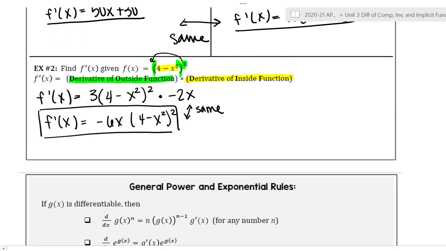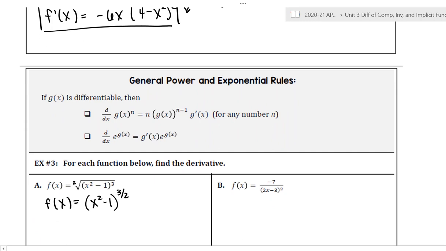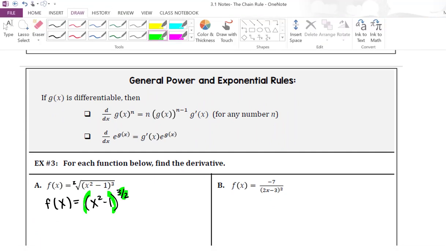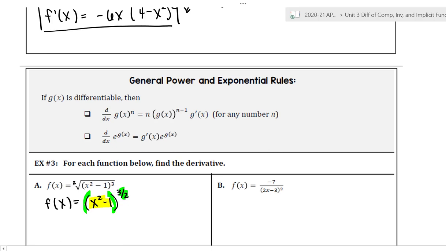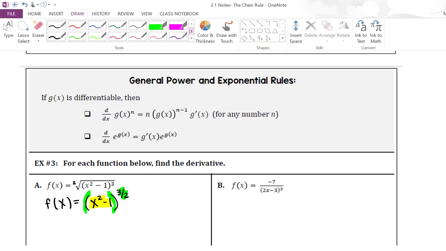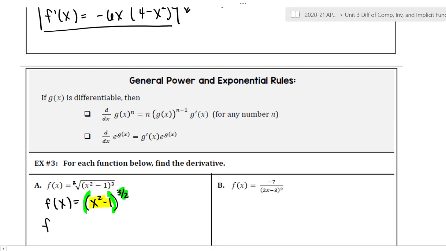If we go back and look at my rule, your outside function is those parentheses raised to the 3/2, and your inside function is going to be that x squared minus 1. So let's start getting this written down here. I'm going to say f prime of x equals, remember we don't touch the yellow, we just differentiate that green first. So I'm going to say 3/2 times x squared minus 1. Remember, we're subtracting 1 from that exponent, so we're subtracting 2 over 2 because that's the equivalent form. So I get that to the 1/2.